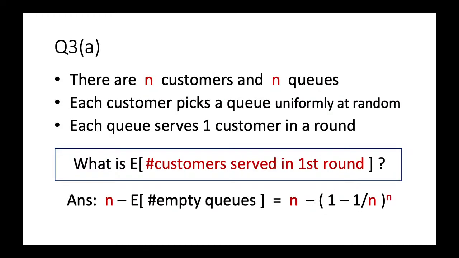Now the third question talks about the scenario in a supermarket, and we have n customers and n queues. We assume that the queues are all empty at the beginning, and then each customer picks a queue uniformly at random. After they have selected the queue, the queue will start serving the customers. Each queue serves exactly one customer in a round. We want to find the expected number of customers served in the first round, and also the expected number of customers served in the second round.